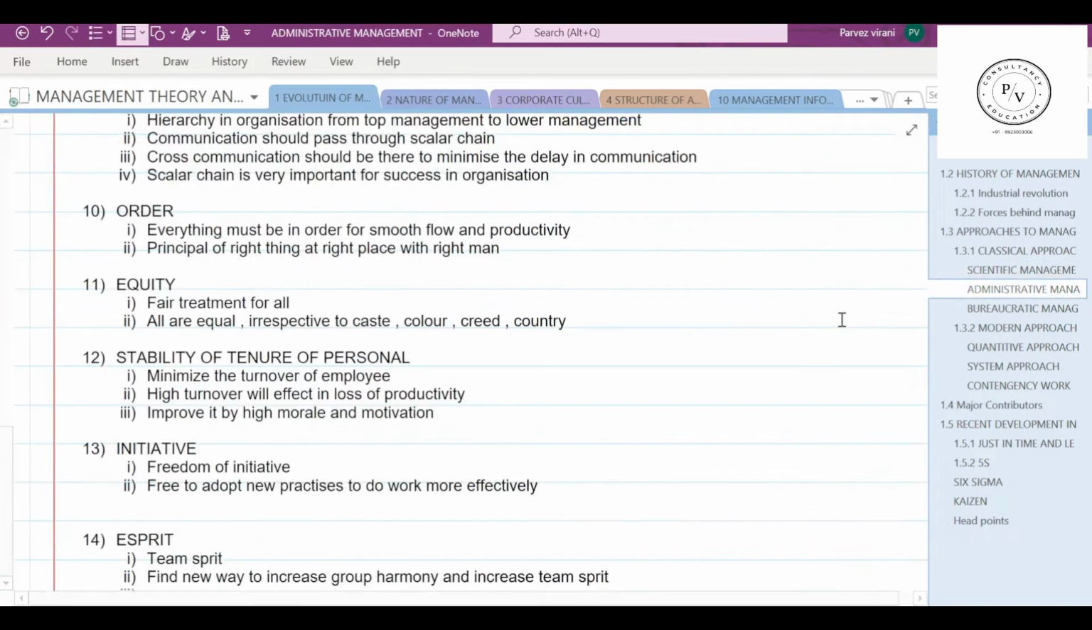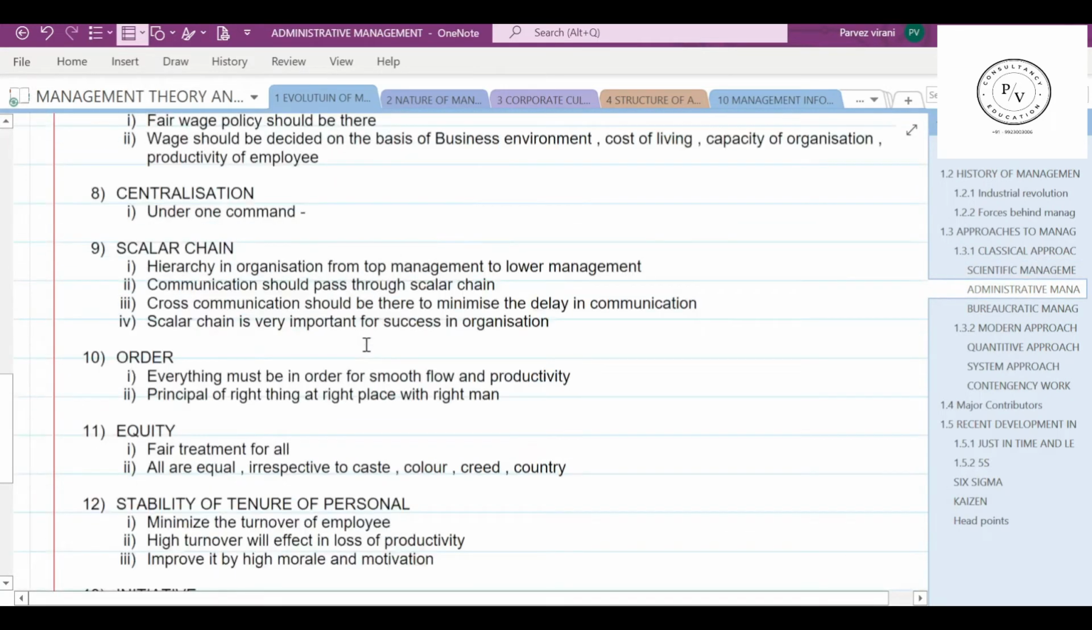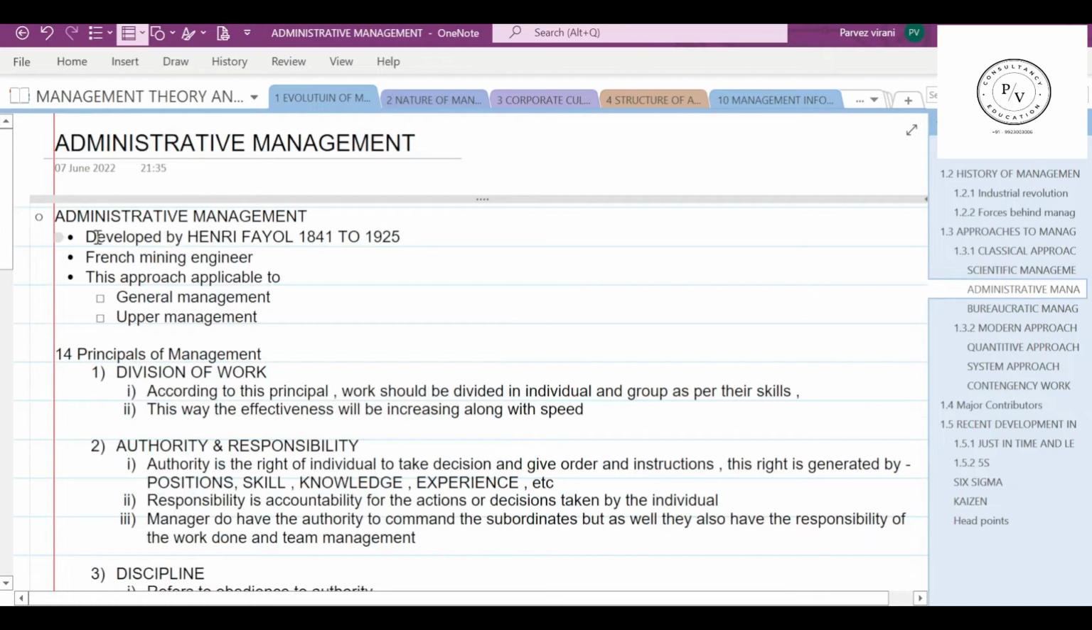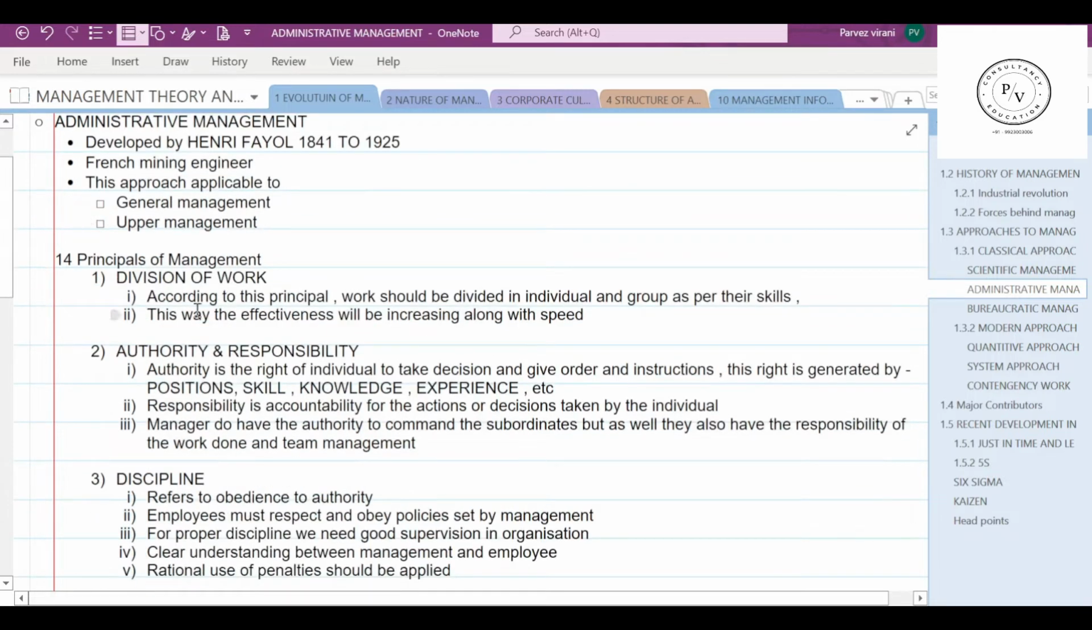अभी आता है एडमिनिस्ट्रेटिव मैनेजमेंट जो कि काफ़ी लंबा है, 14 पॉइंट्स है. ओके, एडमिनिस्ट्रेटिव मैनेजमेंट developed by Henri Fayol, 1841 to 1925. He was a French mining engineer. The approach applicable to the general management and upper management, basically. The 14 principles of management.